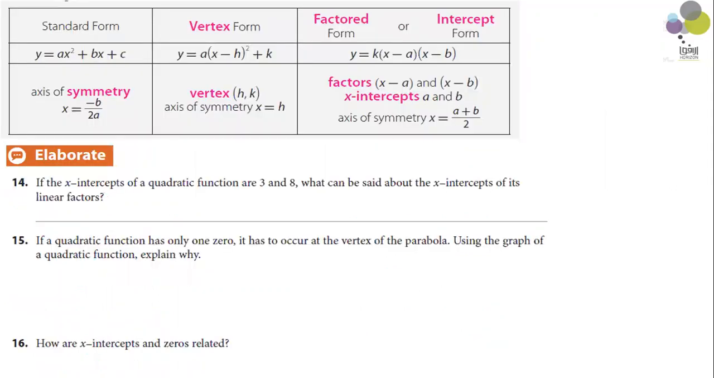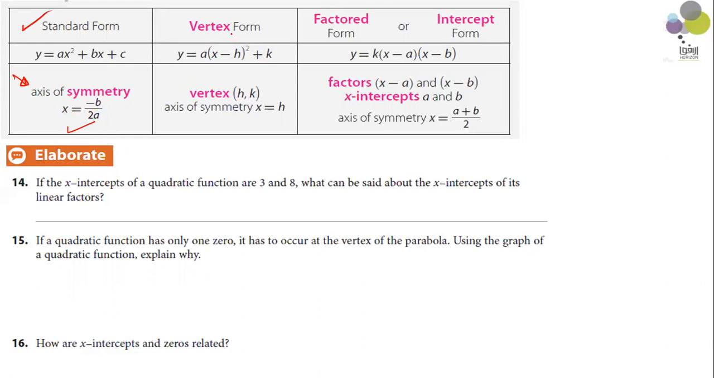Now we have to summarize our lesson. We studied three forms. The first one is the standard form, ax squared plus bx plus c, and we can get the first coordinate of the vertex: x equals minus b over 2a. This is a rule. We have to save it in your mind and memorize it. This x is the equation of the axis of symmetry.